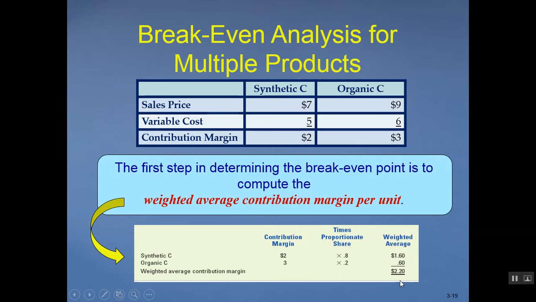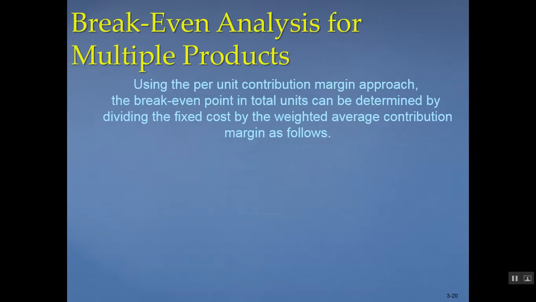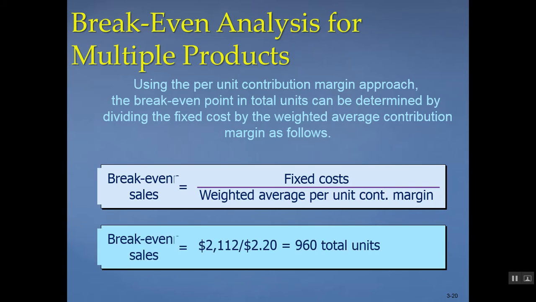Regardless of the method that you use, the contribution margin is going to be $2.20. That means that on average, our sales are contributing $2.20 towards our bottom line. From there, you would use any of the formulas. Here we're going to use the contribution margin per unit method. We take our fixed costs, which in this case is $2,112, divided by our weighted contribution margin, which is $2.20, to come up with 960 total units.